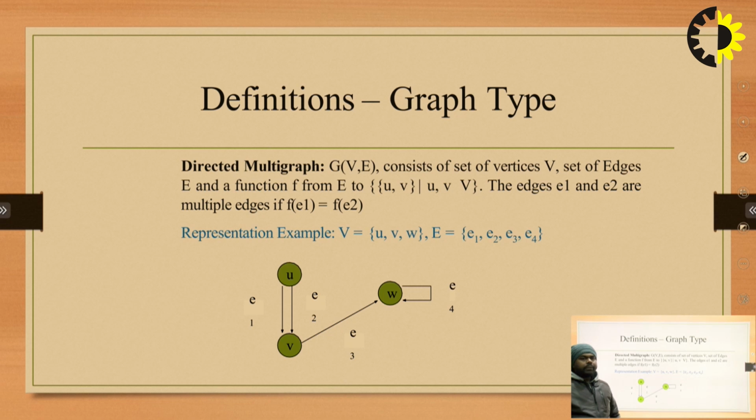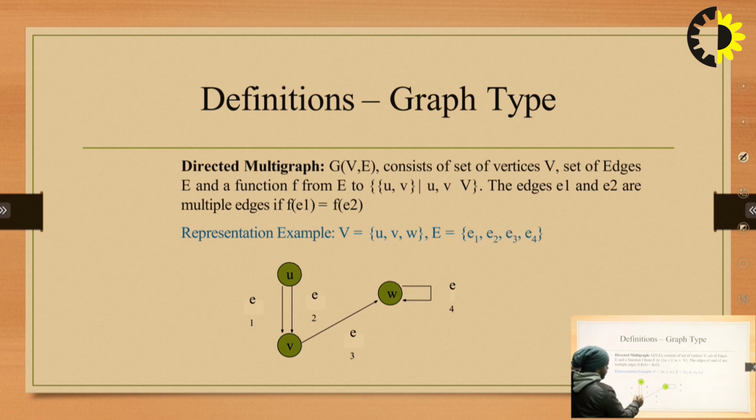For this directed multigraph, consisting of a set of vertices V and a set of edges E and a function f from E to U to V, the edges are parallel. That is a vertex. Okay, and the edges E1 and E2 are multi-edges, where the function of E1 is equal to the function of E2. We are representing this over here. This is a self loop.